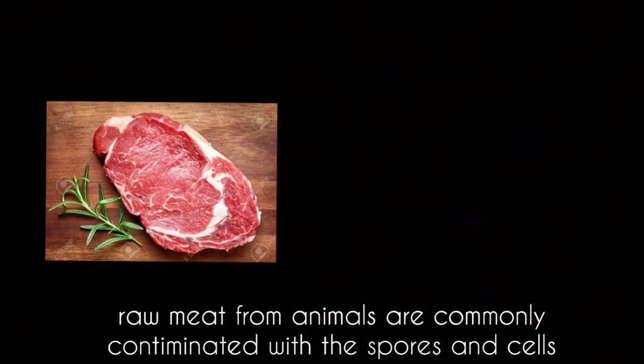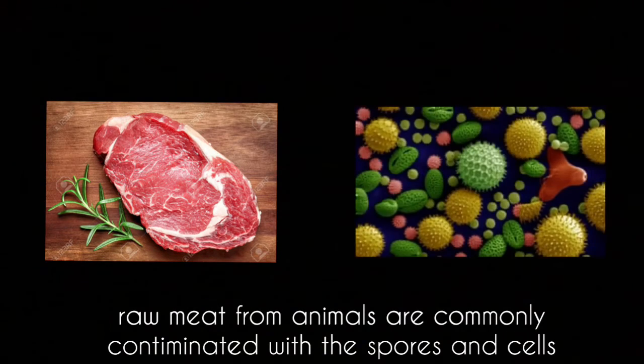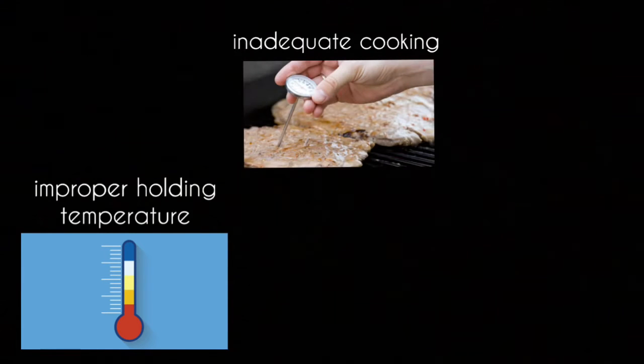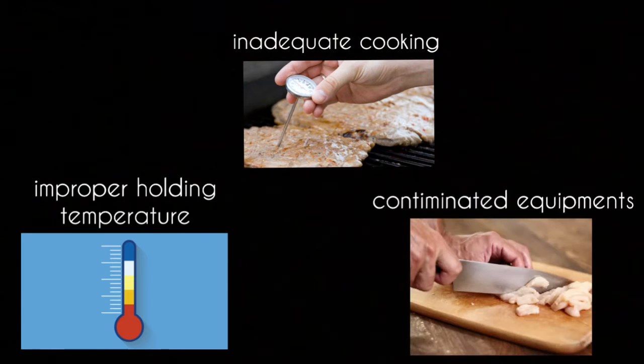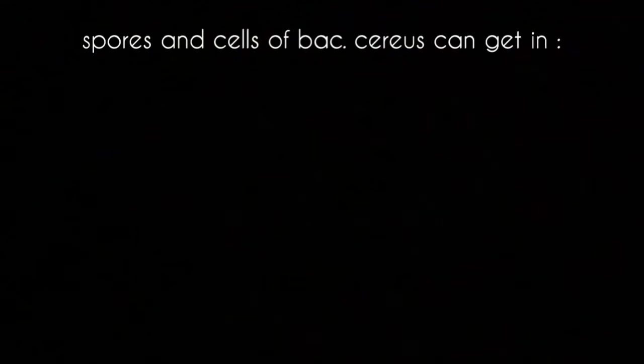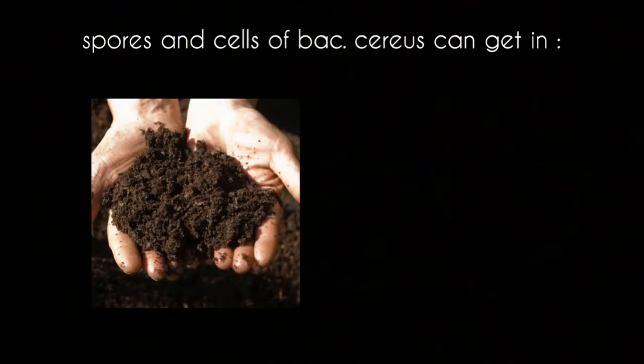Raw meat from animals is commonly contaminated with spores and cells, while vegetables get them from soil and dust. Plus, the most common factors are improper holding temperature, inadequate cooking, and contaminated equipment. Next, spores and cells of bacteria can be found in soil and dust.